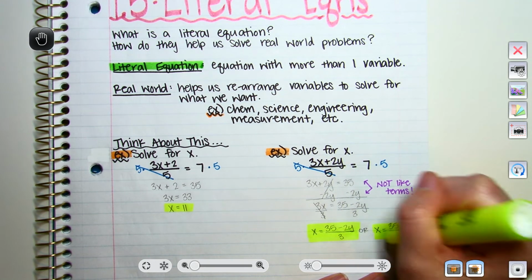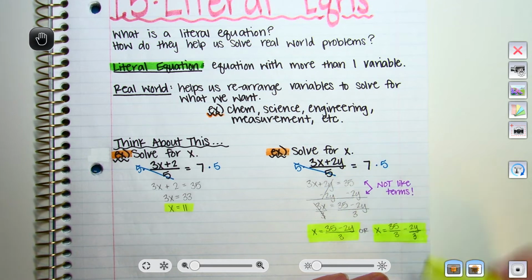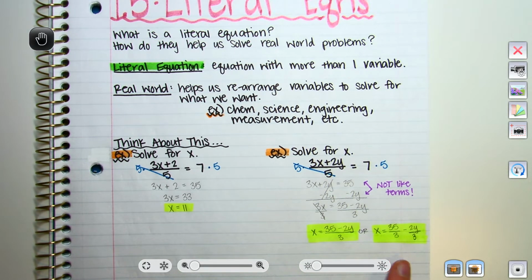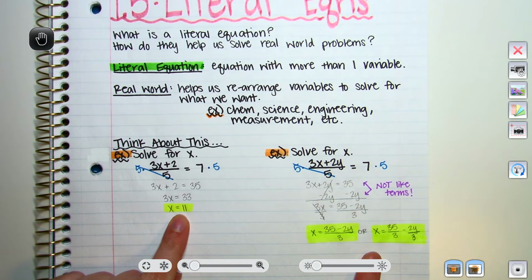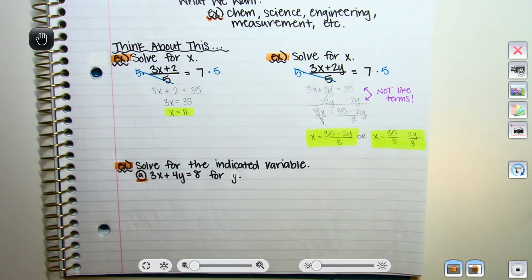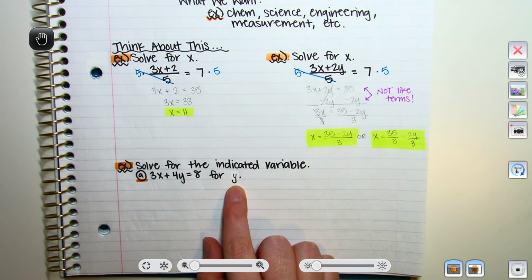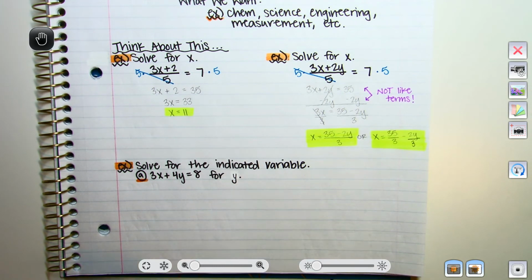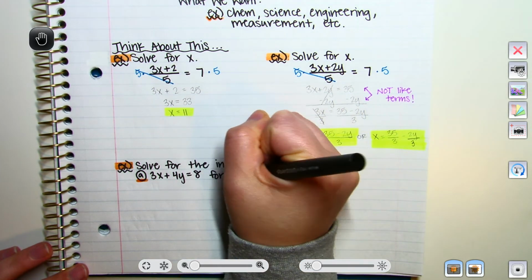So notice how much of a difference that made by adding in that extra variable, with our two examples that look almost exactly the same, except this one had a y in it. All right, let's look at another example. We're going to do a few of these now where we want to solve for the indicated variable. For this first example A, I want to solve for the value of y, which means I need to get the y value by itself.